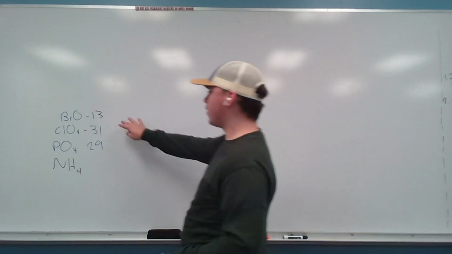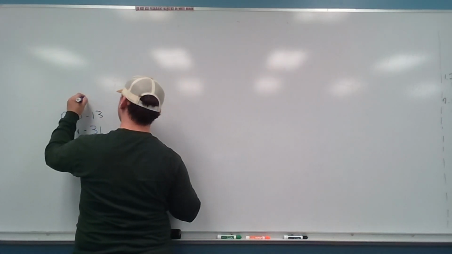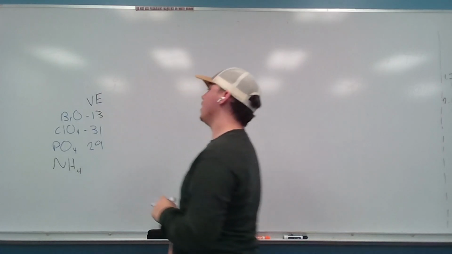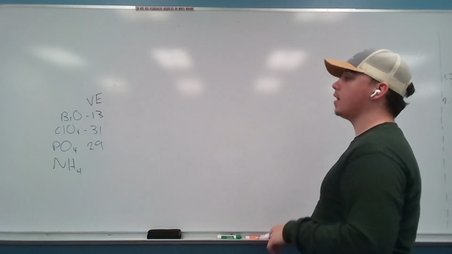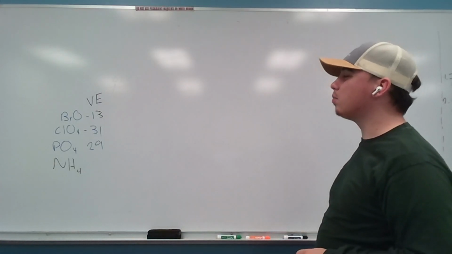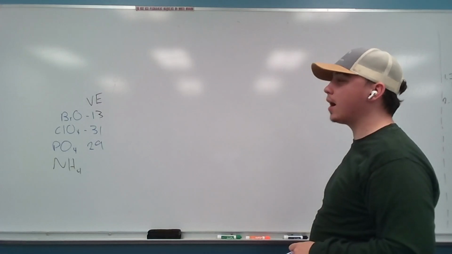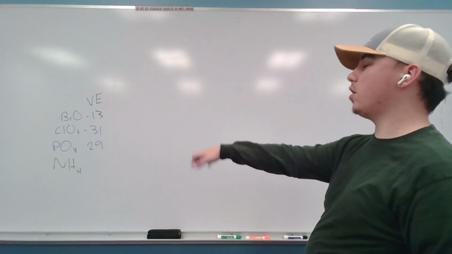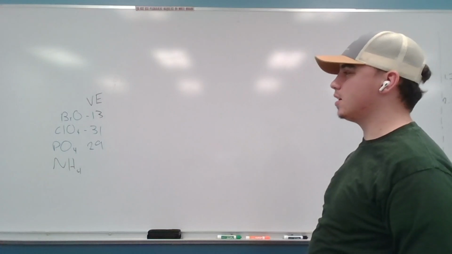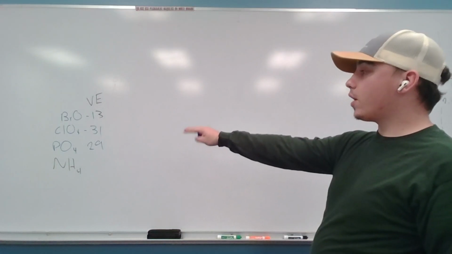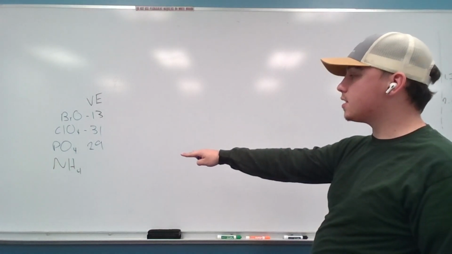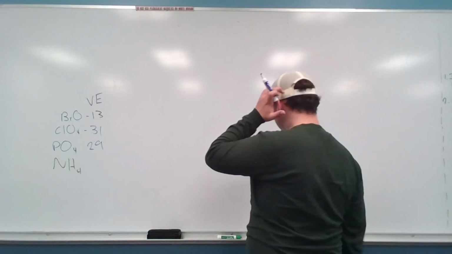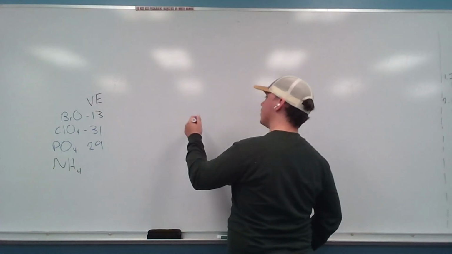So right here, I've already counted out the valence electrons for each compound. Bromine oxide, I don't know. Chlorate, phosphate, and then ammonium are the ions we're going to use. Didn't count NH4, but let's just go.